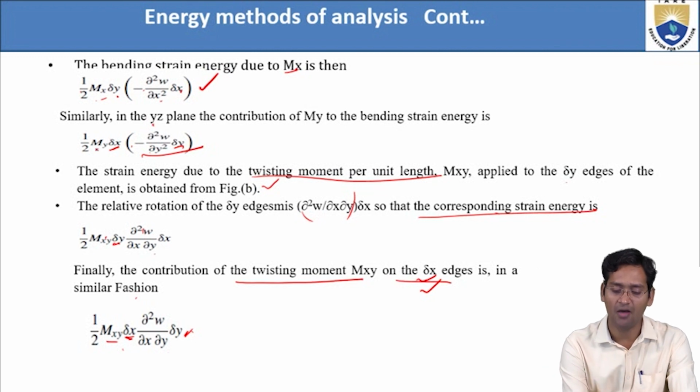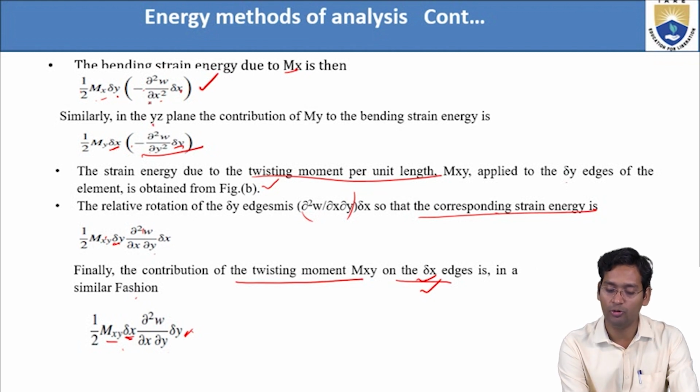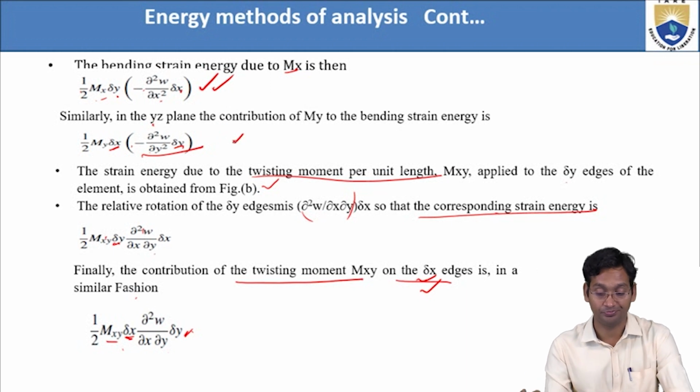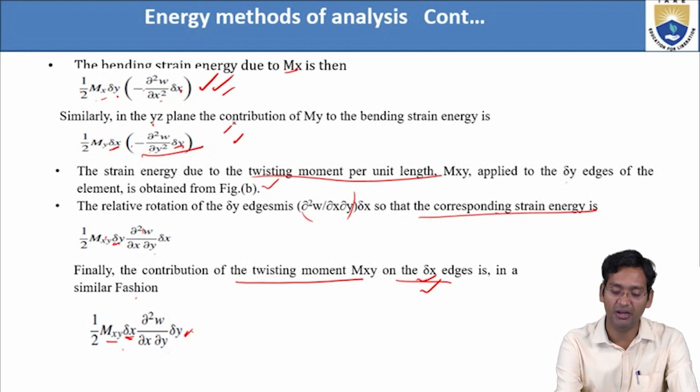So now half of My into, where y is there, replace with x. Now this is ∂²w/∂x² into ∂x, and ∂²w/∂x² will change to ∂²w/∂y², and ∂x will change to ∂y. So now we have Mx and My. Now what is required is Mxy. So this is because of the bending.